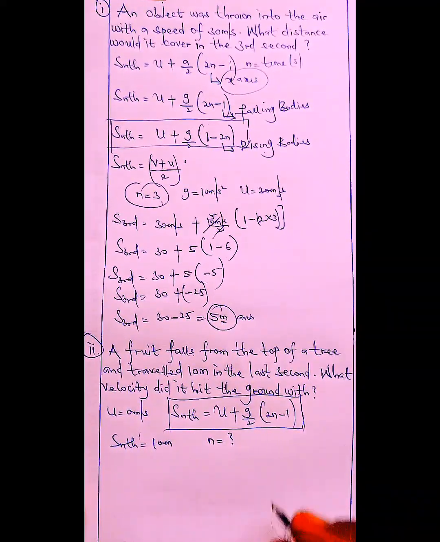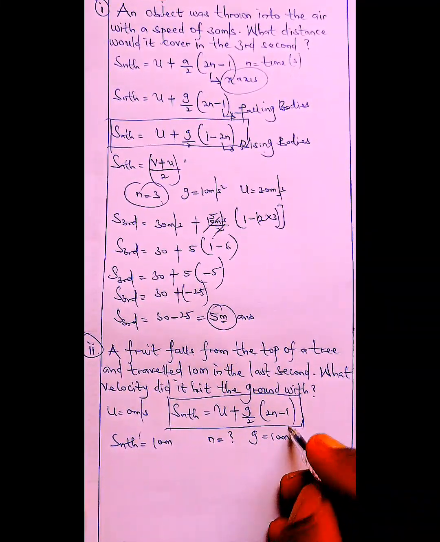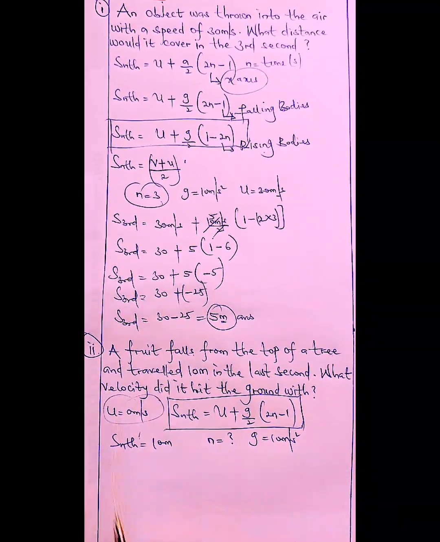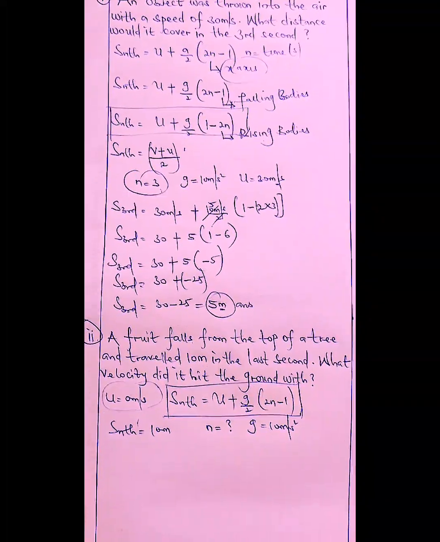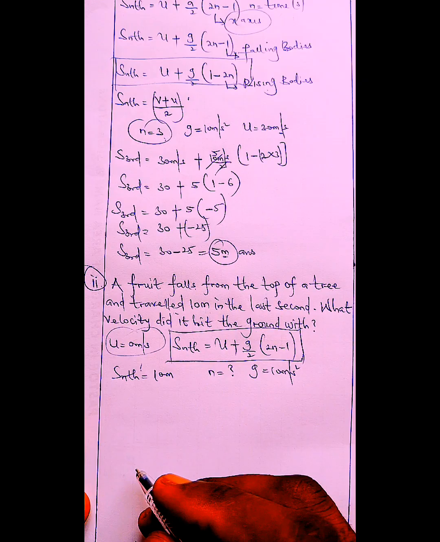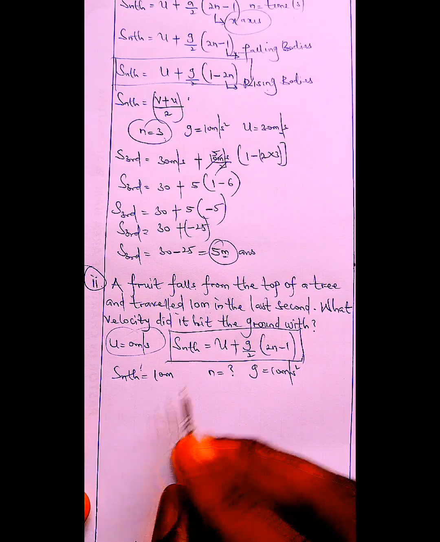The time is not given, but we know gravity is 10 meter per second squared. It's already stated. Initial speed is already given right here. So first of all, we're going to get the n, which is the time it took the body to cover this distance. We're going to see if it's the 4th second, the 5th second, the 10th second. We don't know right away, but we can find out right now.